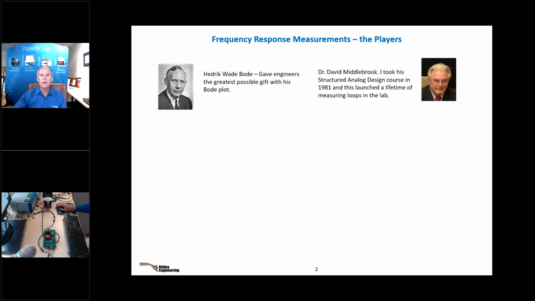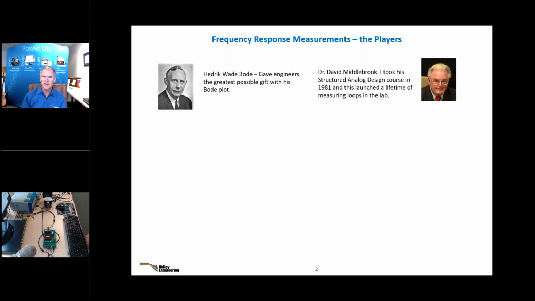So next person I want to thank is Dr. David Middlebrook. So I came out of university in 1981, and then in my first job, I took his structured analog design course. Almost immediately, I started work, and that was because the computer company I was working for knew that they needed to start measuring some loops in their system, and they didn't know how to get things stable.